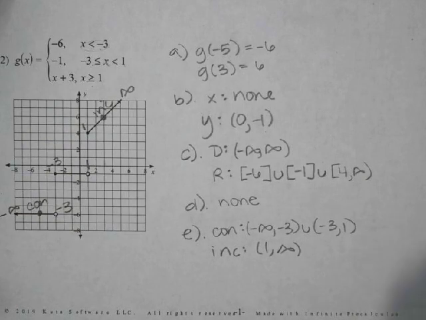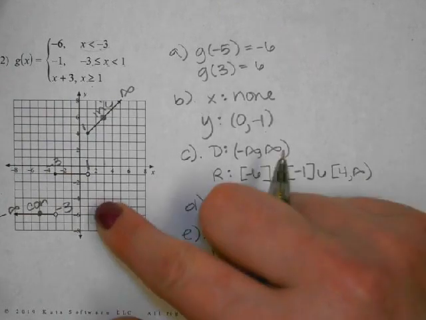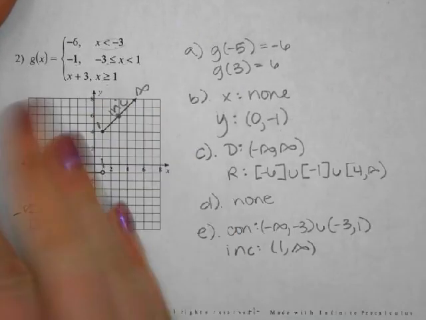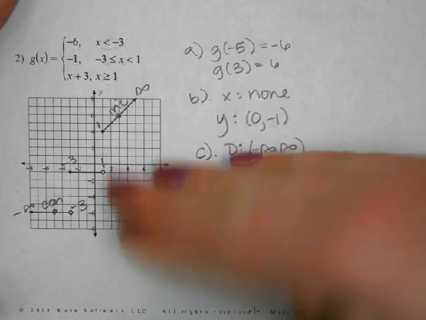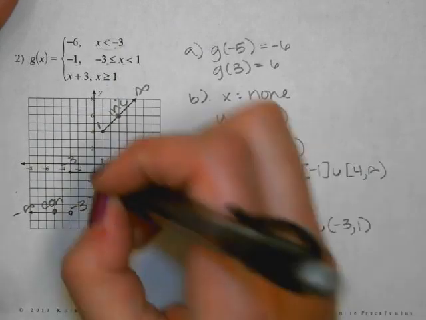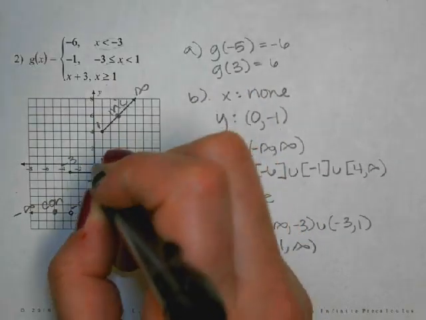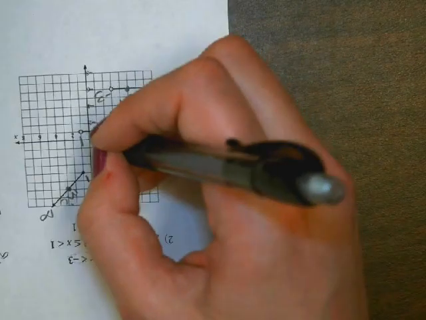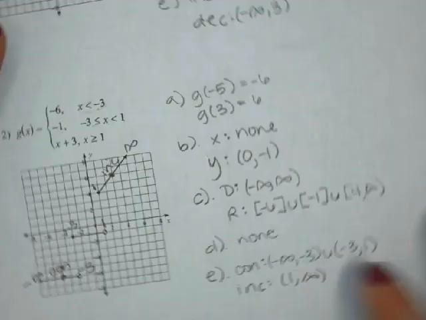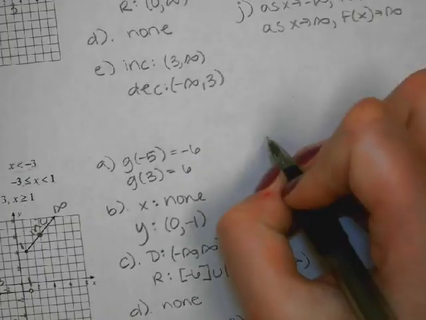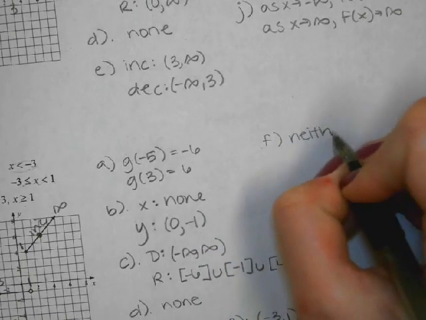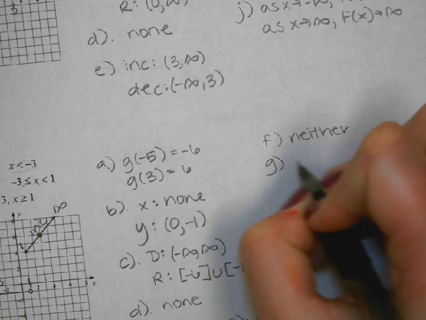All right. Checking for even and odd and symmetry. As you can see, you can't fold the graph over the y-axis. You can't fold the graph over the x-axis. If I put my pencil right in the middle and spin it, that is not the same picture as it was when it was like this. And so that means that it is not even or odd, and there is no symmetry.